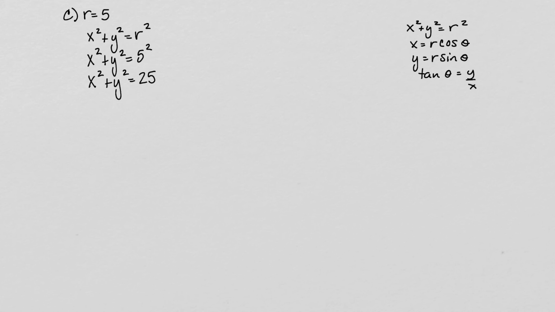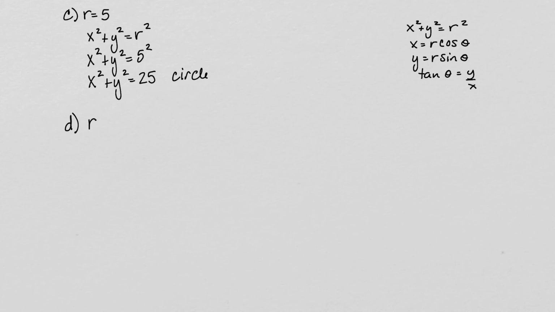So all I did was plug in the 5 for the R, and I get that x squared plus y squared equals 25. And then, yes, it makes a circle. So this one tells us it's a circle. Can you guys see that I wrote the word circle? So let's try a couple more here.